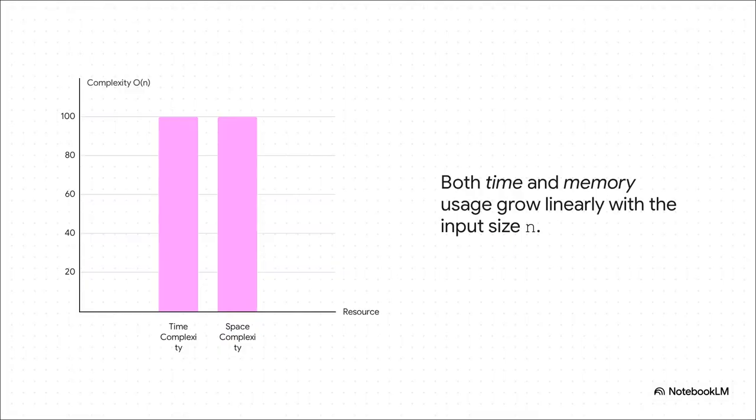So what does this all mean for performance? Well, because we made n different calls that each had to wait around in memory in that call stack, we can see that both the time it takes and the memory it uses grow in a straight line with our input, n. In computer science, we call this O of n complexity.